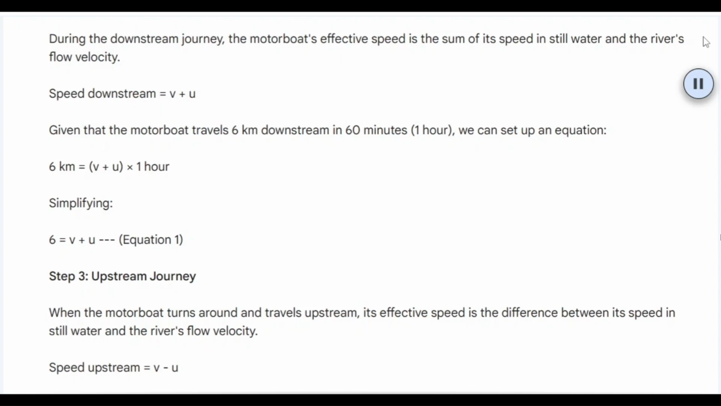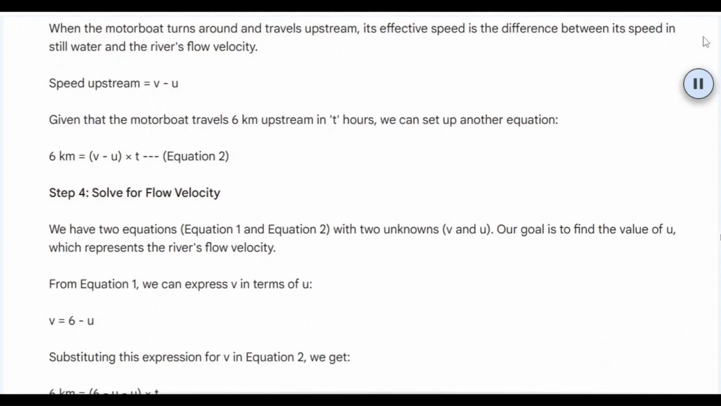Step 3. Upstream journey. When the motorboat turns around and travels upstream, its effective speed is the difference between its speed in still water and the river's flow velocity. Speed upstream equals V minus U. Given that the motorboat travels 6 kilometers upstream in t hours, we can set up another equation. 6 kilometers equals (V minus U) times t. Equation 2.